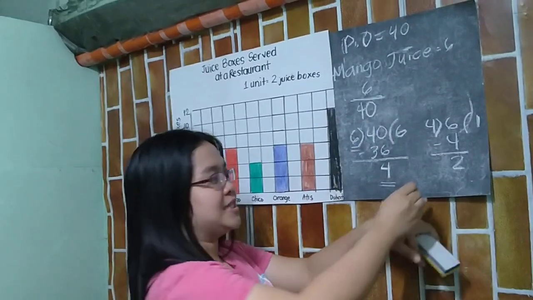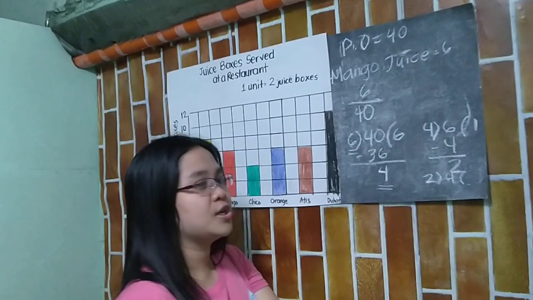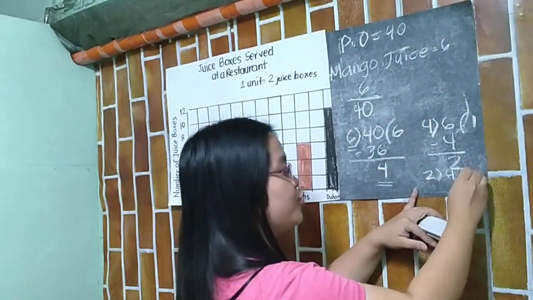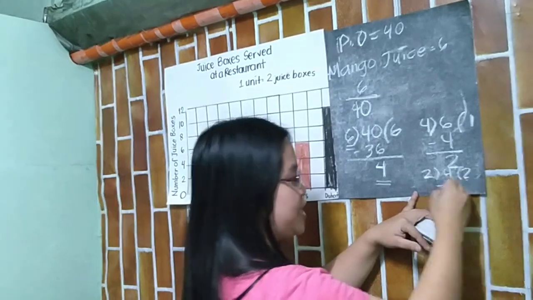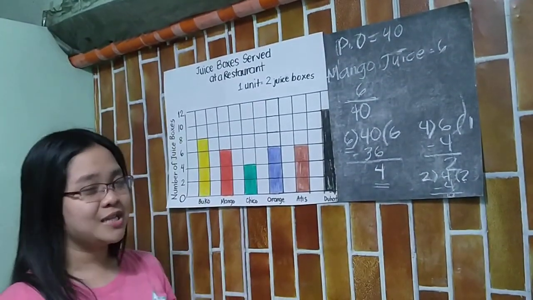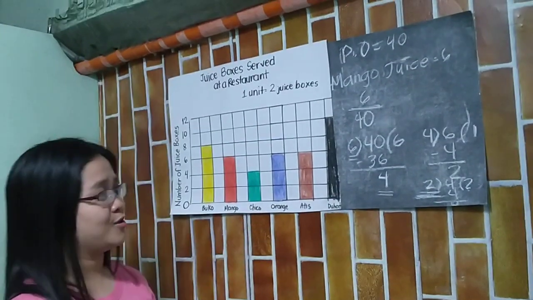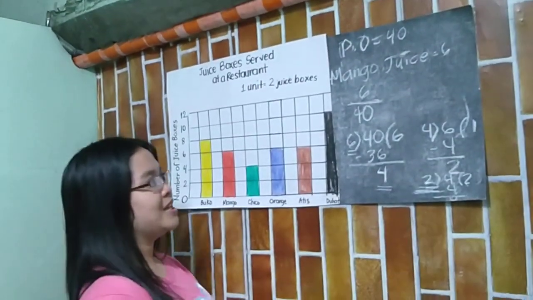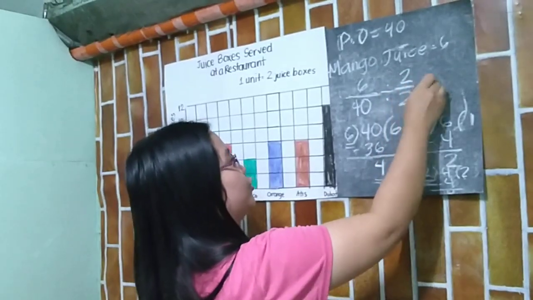Then, the same process. 2 and 4. How many 2s are there in 4? 2. So, 2 times 2 is 4. And 4 minus 4 is 0. So, what is the last divisor that we use? We use 2 as our last divisor. So, therefore, the GCF of 6 and 40 is 2.